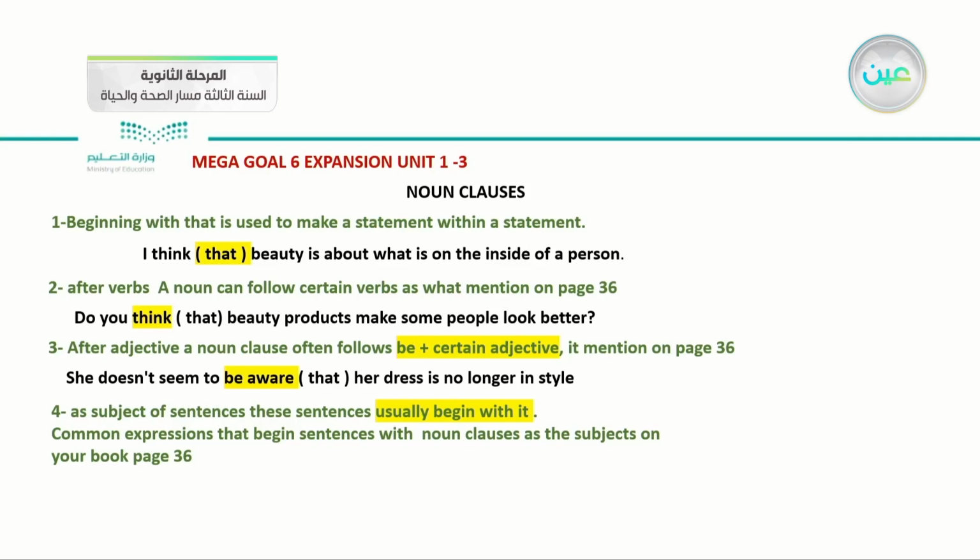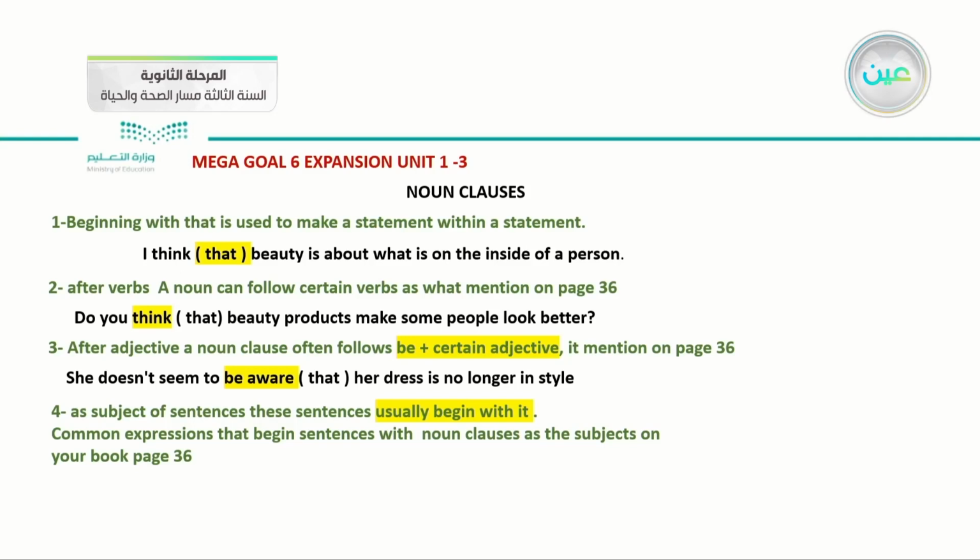Number 1, when I want to join two sentences together, I should apply a noun clause beginning with that. How can I apply that? Look at this sentence: I think that beauty is about what is on the inside of a person. From the example, we notice that we use it to join one statement with another statement. So I think is a statement, and beauty is about what is on the inside of a person is the other one. How can I join these two statements? By using a noun clause with that.